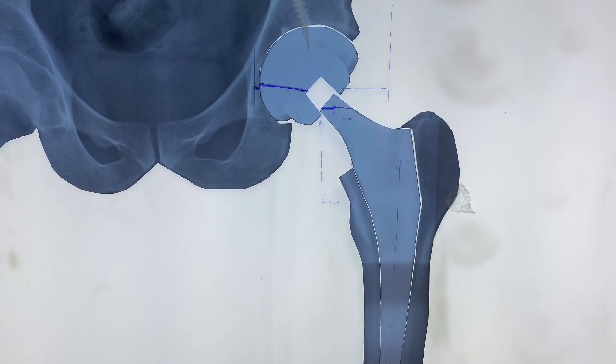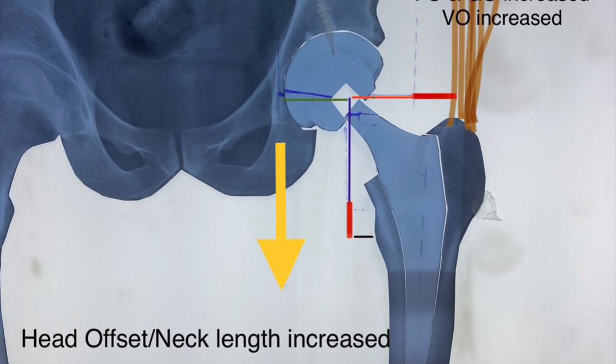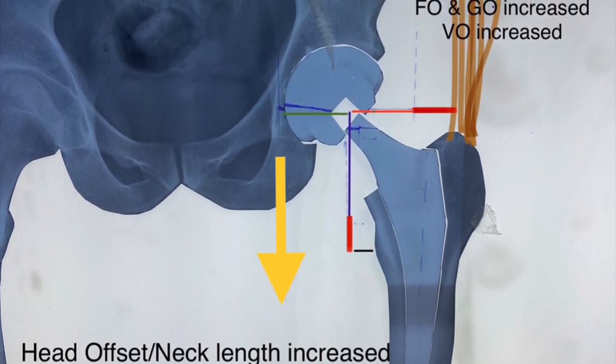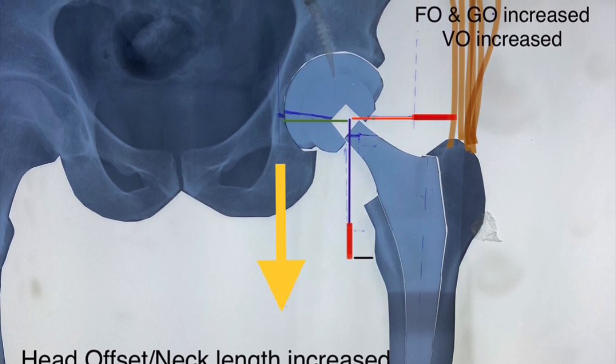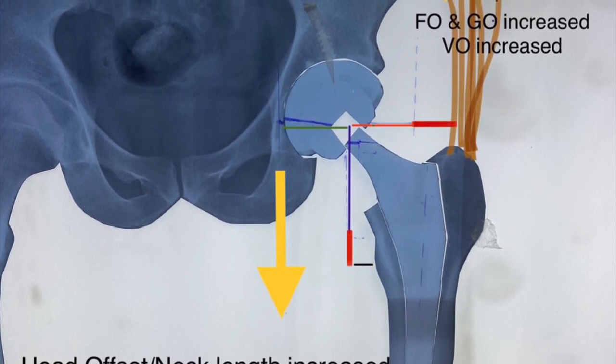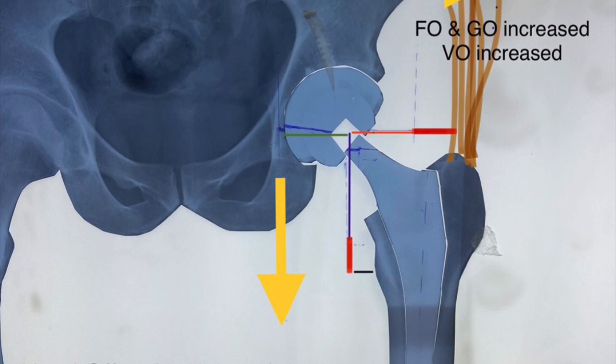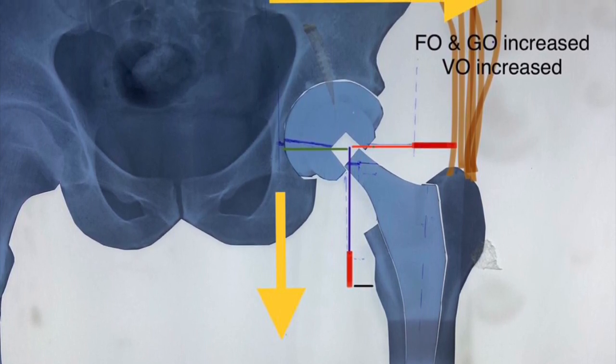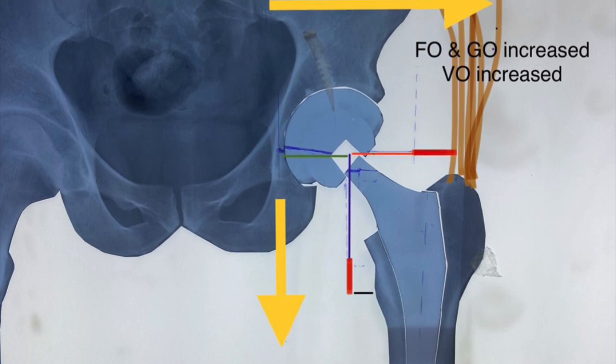So this longer neck stem, when reduced into the acetabular cup along with the head, then the whole of the femur is pushed downwards and laterally. The center of rotation has not changed, so the femur has to align itself after reduction. This will increase the femoral offset and the vertical offset both.